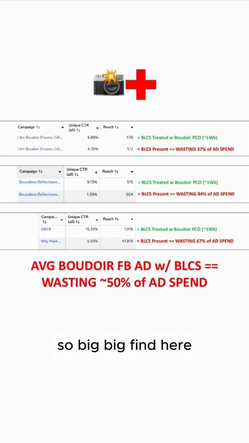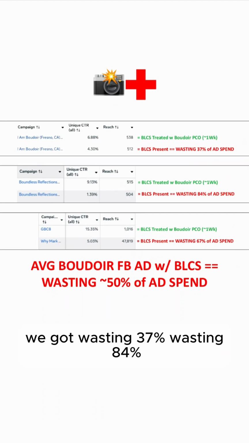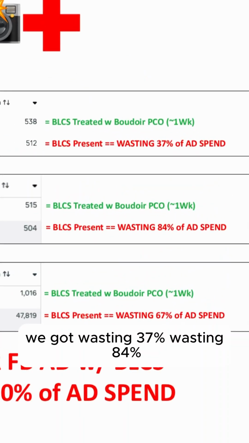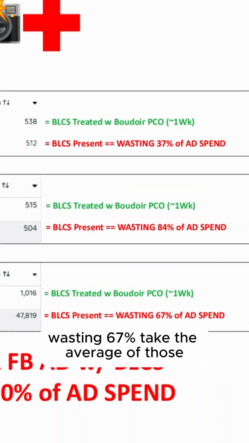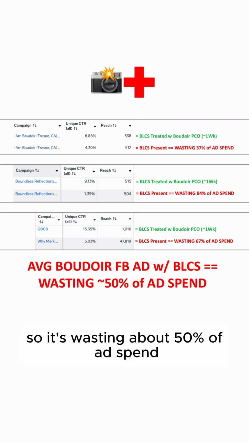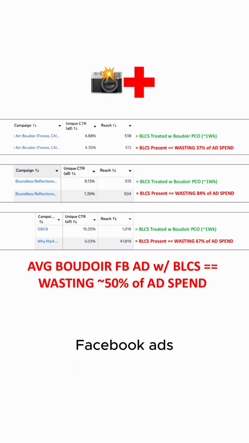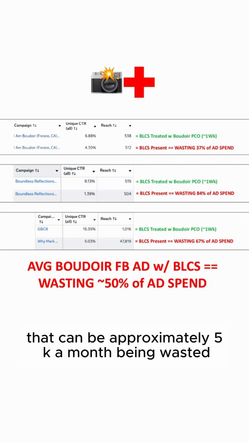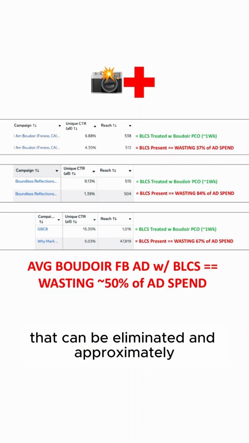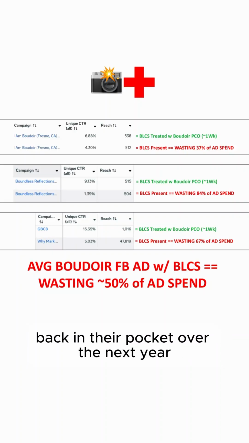So big find here. The average Boudoir Facebook ad with BLCS is wasting about 50% of its ad spend. So, I mean, look at the numbers here. We got wasting 37%, wasting 84%, wasting 67%. Take the average of those, it's probably somewhere 50 to 60%. So the average Boudoir Facebook ad is wasting about 50% of ad spend. So they're spending more than 10 grand a month on Boudoir Facebook ads. Literally 5K every single month being wasted, approximately. That can be eliminated. And approximately that'd be like 60K back in their pocket over the next year.